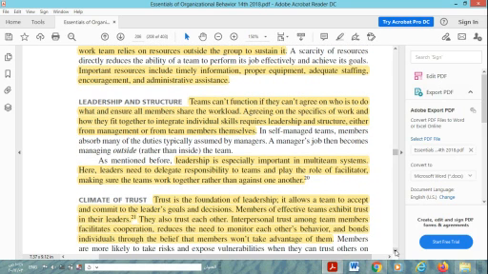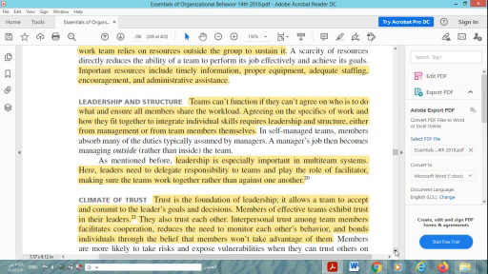Another subcategory related to context or success factors: leadership and structure. Teams cannot function if they cannot agree on who is to do what and ensure all members share the workload. Agreeing on the specifics of work and how they can fit together to integrate individual skills requires leadership and structure, either from management or from team members themselves. Leadership is especially important in multi-team systems.